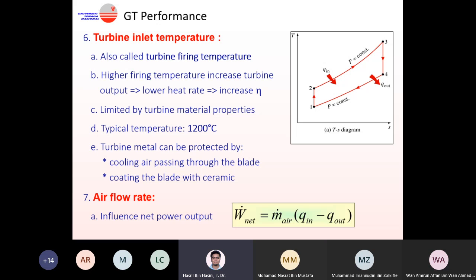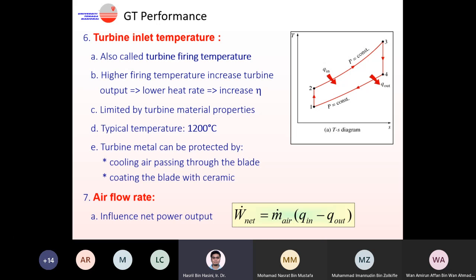However, of course we have a limitation in terms of the material that is used to construct our gas turbine blade. So that is the only limitation. Unless we can find a new material that can withstand as high a temperature as possible, then we might be able to increase the combustor temperature as high as possible. Currently, the typical temperature is around 1,200 degrees Celsius. So this is the kind of limitation that we have.